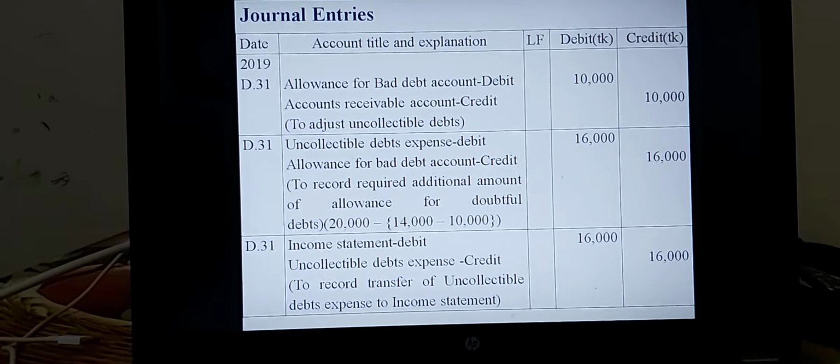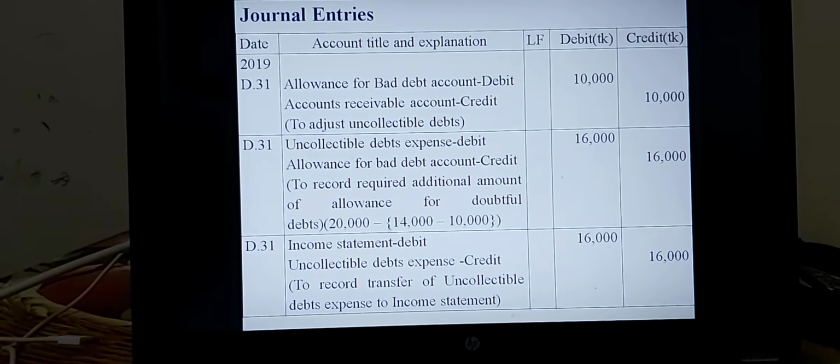And on the right side, January 1, the balance B/D, that is the opening amount of allowance for bad debt. And the second posting is uncollectible debt for December 31. So in this math, balance B/D is given in the balances, that is 14,000 for allowance for bad debt. It is written as balance B/D taka 14,000. And the journal is allowance for bad debt debit, accounts receivable credit. So you have opened allowance for bad debt.